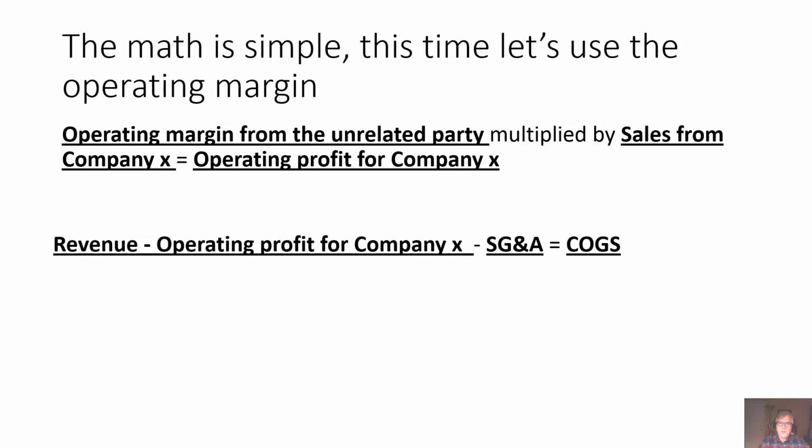Well, if I know their revenue and I know the operating profit, I could subtract that off. That would tell me their total costs. And I know their SG&A because that's stuff that they're buying from unrelated parties. It's only the COGS that I think are the related party transaction. So I can subtract off the SG&A, and what would be left is the COGS. So that gives me a way to estimate what the COGS should be for this related party.